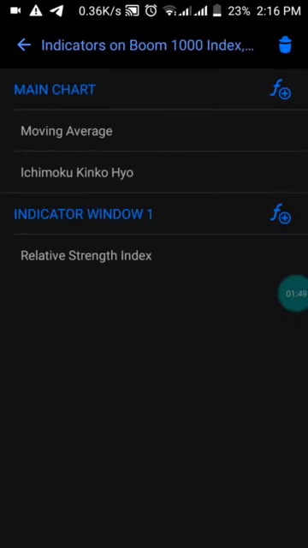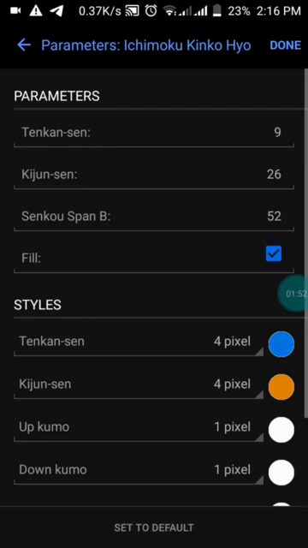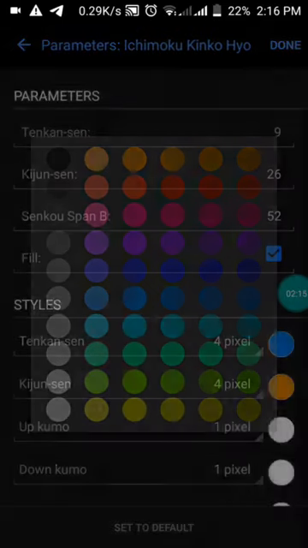Then let's move to the Ichimoku. We have the Ichimoku with 9, 26, and 52. You have to click on the style, and this is how the style is. You can choose any color of your choice. I have white here in the upper and lower because I have it as my background. If you are using a black background, make use of black color. Then you press on done.